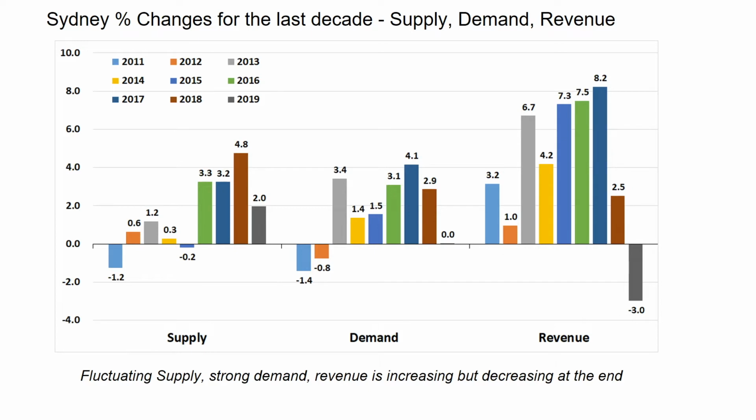The next graph shows the percentual changes for the last decade about the supply, demand and revenue. The supply is fluctuating every time. There is a strong demand, but the revenue is increasing but decreasing at the end after 2017.